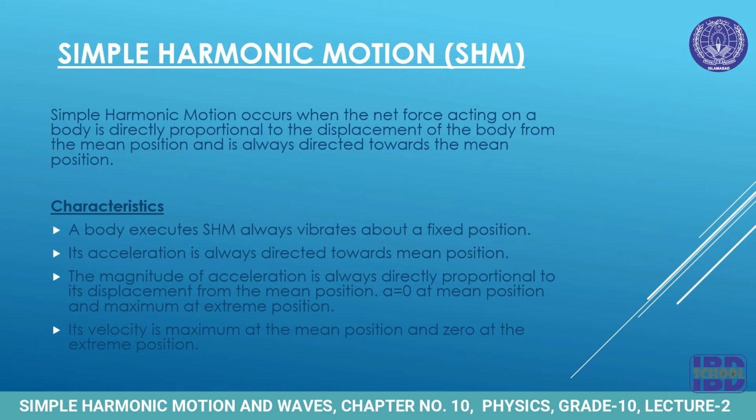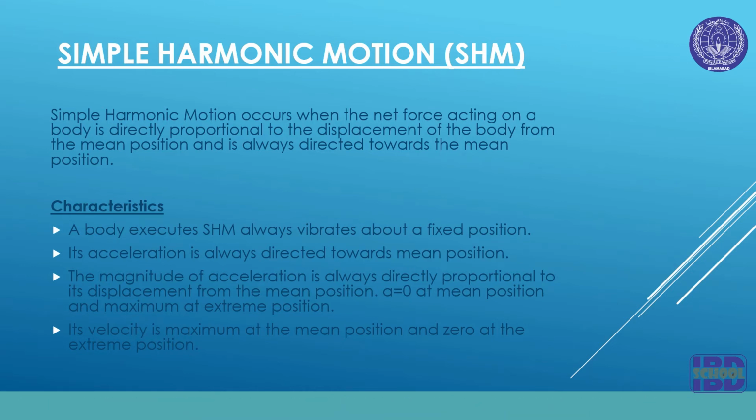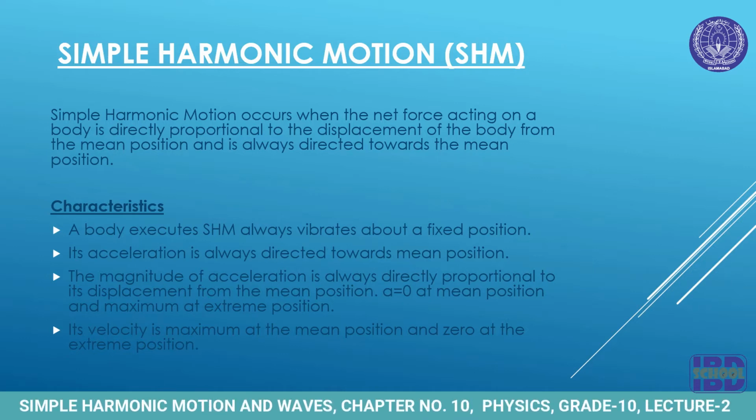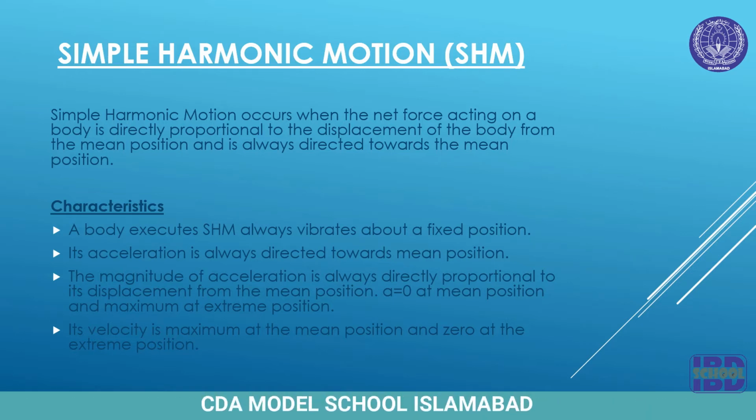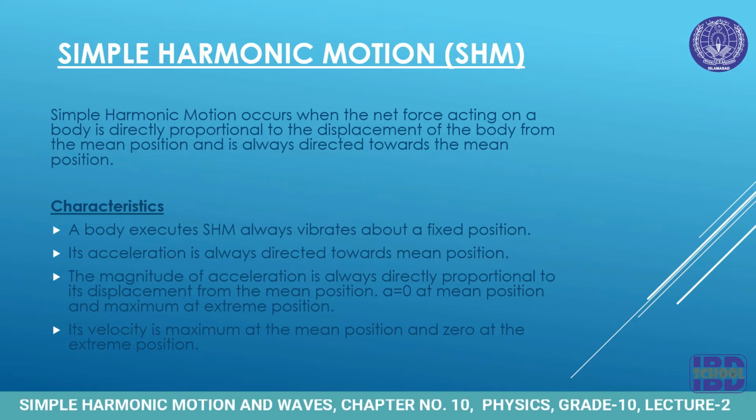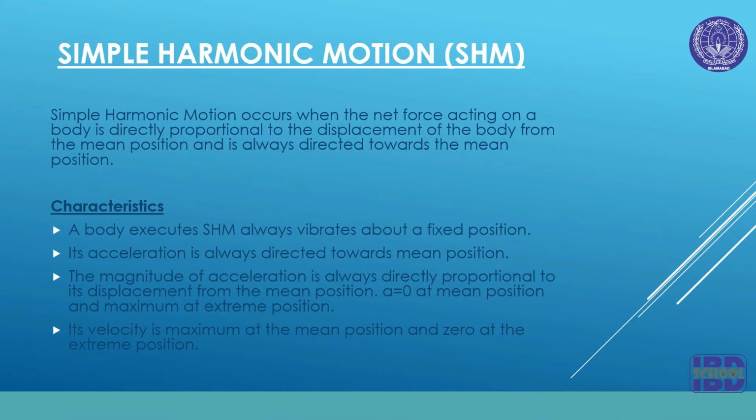Let's see the characteristics. A body executing simple harmonic motion always vibrates about a fixed position. Number 2, its acceleration is always directed towards the mean position. Number 3, the magnitude of acceleration is always directly proportional to its displacement from the mean position, and acceleration would be 0 at the mean position and maximum at the extreme position. Its velocity is maximum at the mean position and 0 at the extreme position. So these are the four main characteristics of simple harmonic motion.